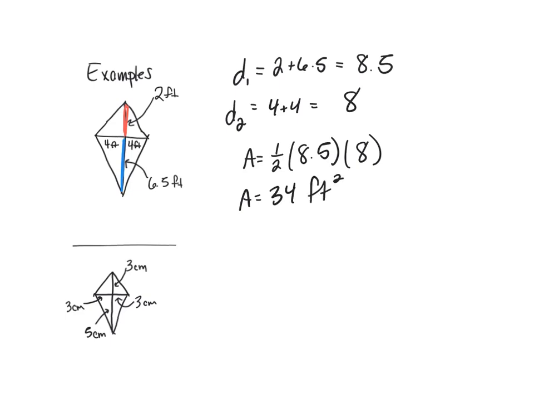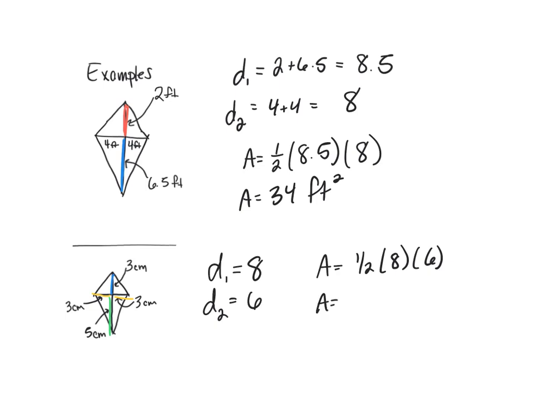Right, so I do the same thing with the bottom one, right? For diagonal 1, if that part's 3 and that part's 5, then diagonal 1 is going to be 8. For diagonal 2, both sections are 3, so diagonal 2 is going to be equal to 6. All right, so take my area, 1/2 times diagonal 1 times diagonal 2. All right, so what is half of 8 times 6? So you should get the area is equal to 24 centimeters squared.